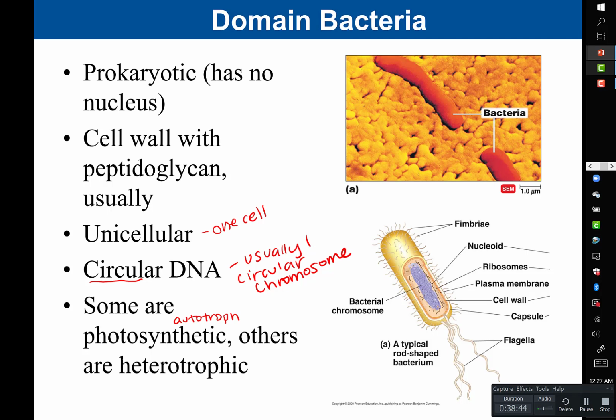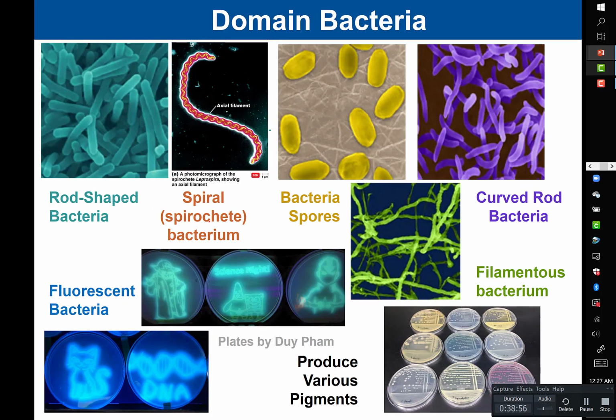Some bacteria have a structure called flagella. Flagella are these whip-like tail extensions, and they're used for motility or movement. So here are some pictures showing you some diversity within domain bacteria.